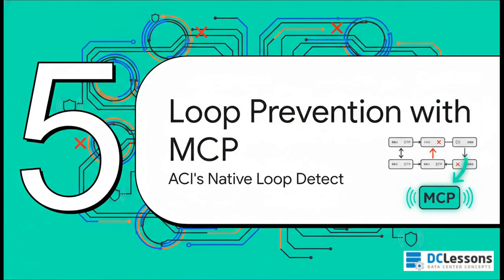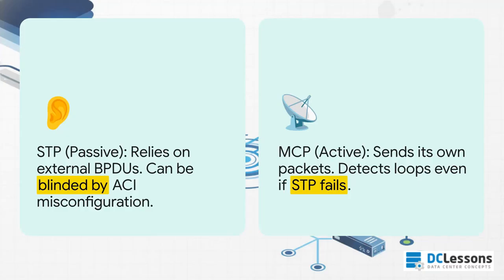But what happens if a loop still occurs? Maybe it's one of the misconfigurations we just talked about, or something else entirely that STP just can't see. For that, ACI has its own built-in bodyguard, the Miscabling Protocol, or MCP. The difference between them is fundamental. STP is passive. It sits around waiting to hear BPDUs from other switches. MCP, on the other hand, is active. It is constantly sending out its own special packets on every single port in an EPG. And if it ever hears its own packet come back on a different port, it knows with 100% certainty there is a loop, and it doesn't care one bit what STP is or isn't doing.